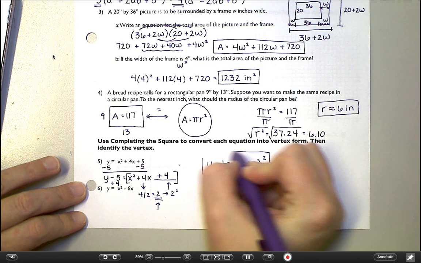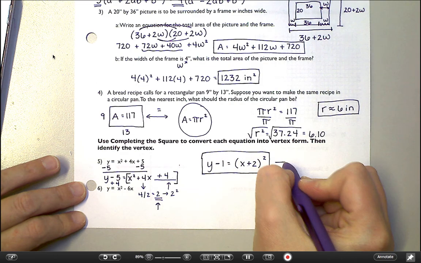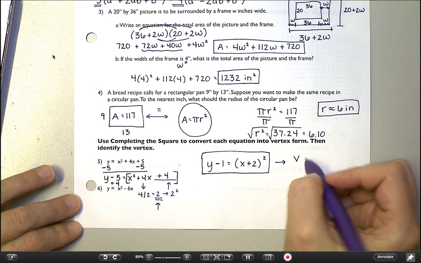Oh, and then it also says to identify the vertex of this guy.